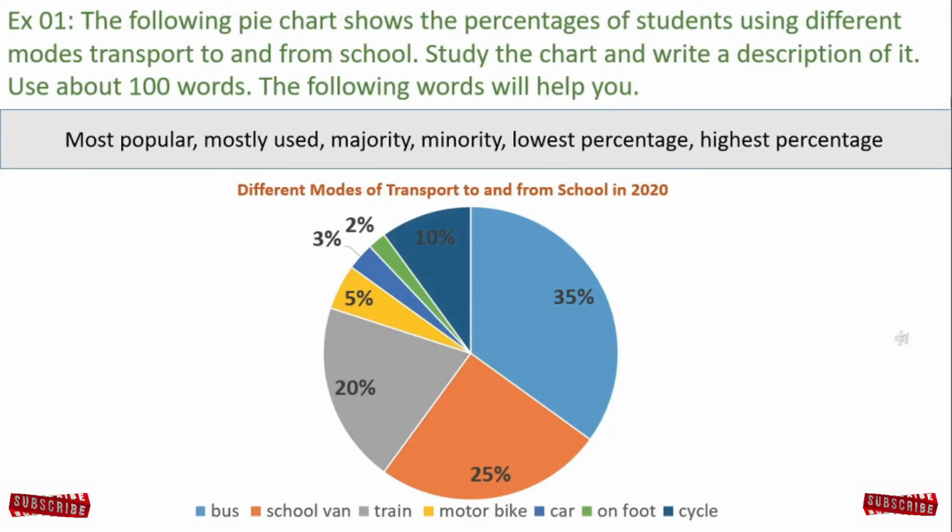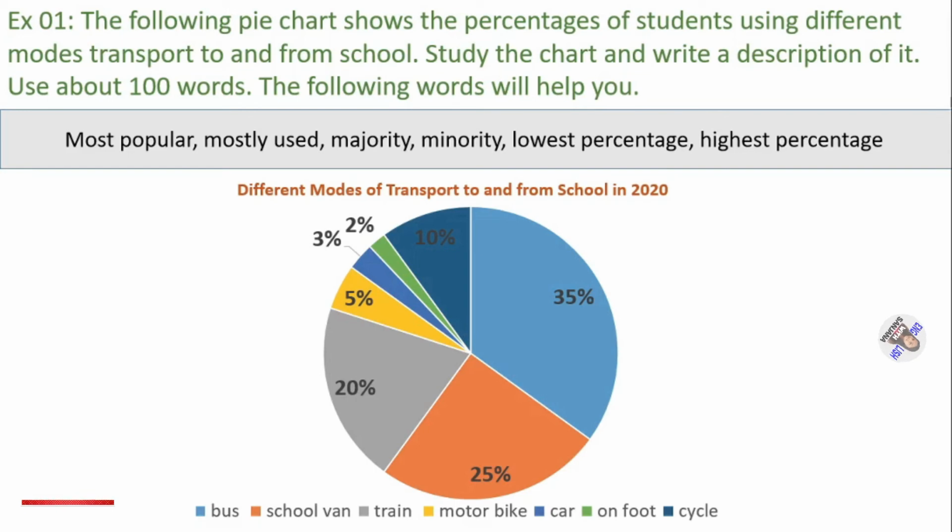The following pie chart shows the percentages of students using different modes of transport to and from school. Study the chart and write a description of it. Use about 100 words. The following words will help you. Most popular, mostly used, majority, minority, lowest percentage, highest percentage.